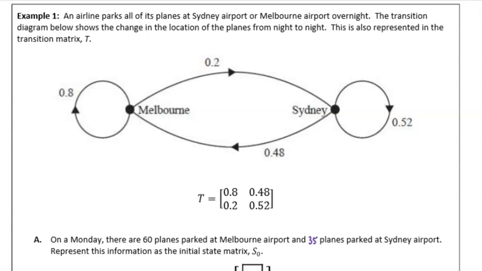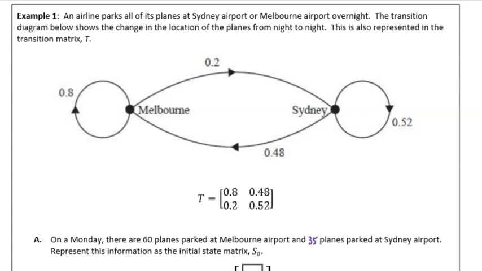So we can see here that 80% of the planes that were parked at Melbourne one night will remain parked at Melbourne the following night, whereas 20% will change location to Sydney. Of the planes parked at Sydney on a particular night, 52% will remain at Sydney the following night, whereas 48% will change location to Melbourne. And so it's important to feel comfortable with interpreting what's happening there in the diagram.